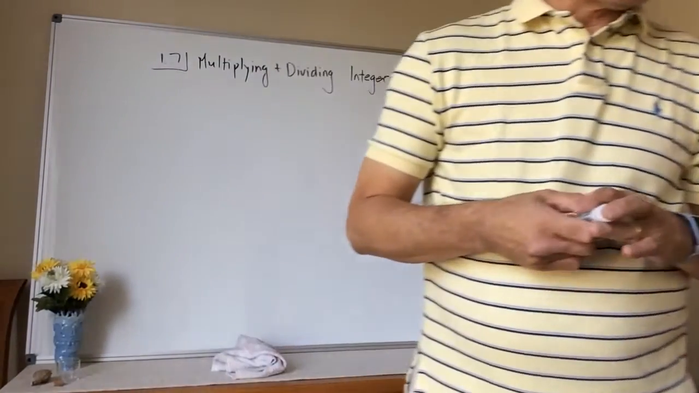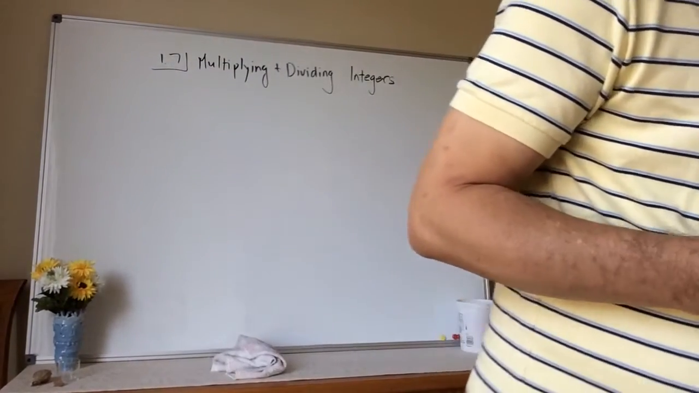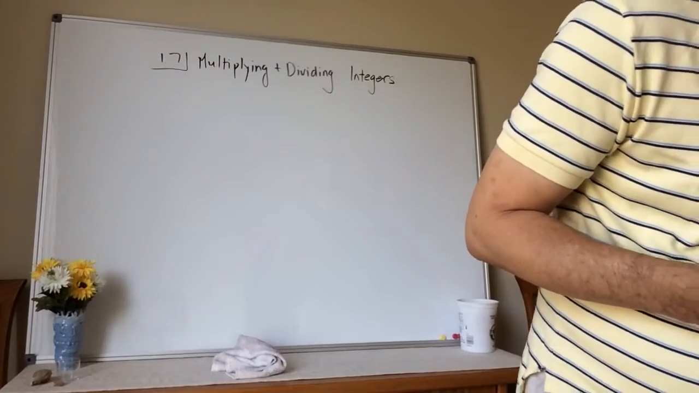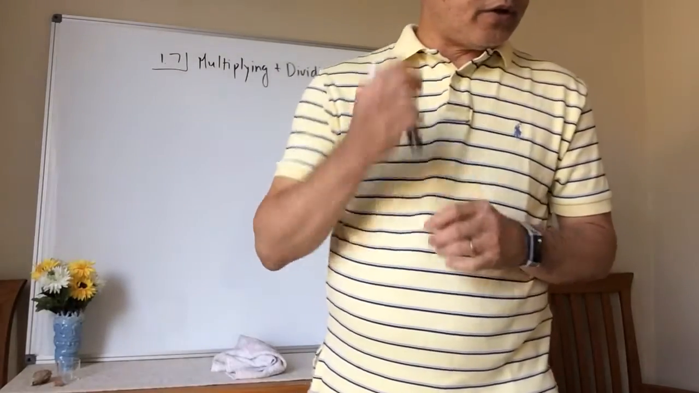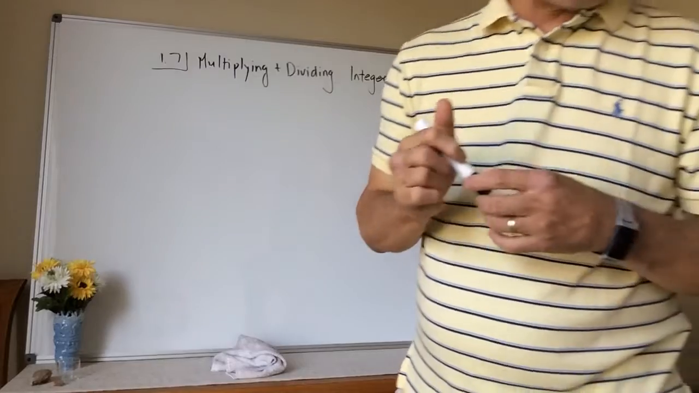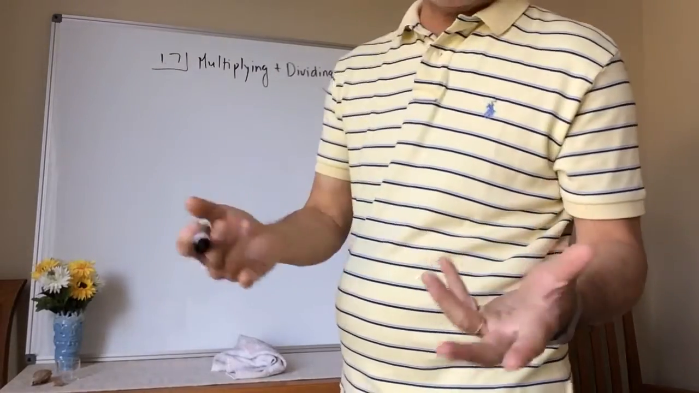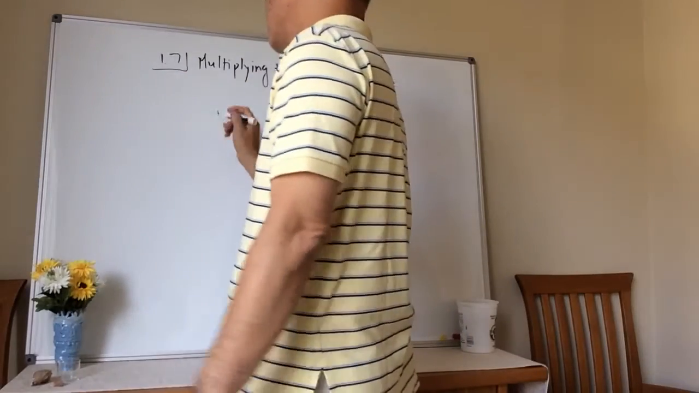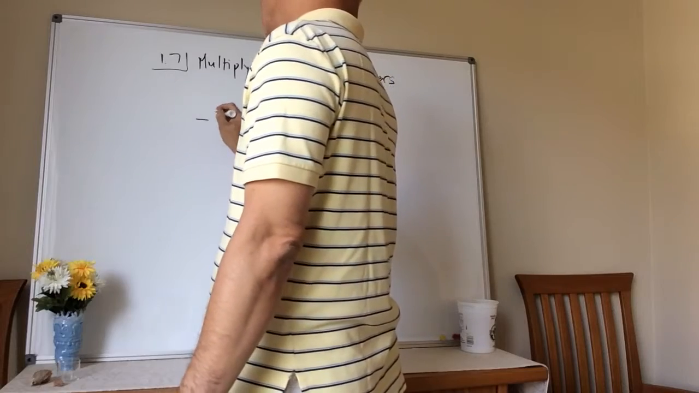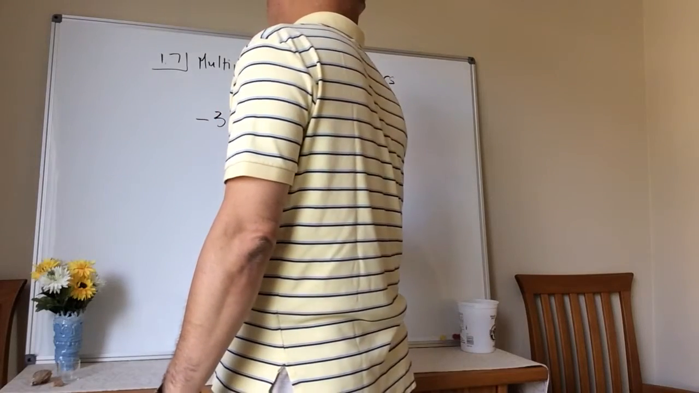Okay, so today we're talking about multiplying and dividing integers, section 1.7. The thing that we need to know about multiplying and dividing is really nothing new. You already know how to multiply and divide integers. What we're going to come up against is when you have something like this.